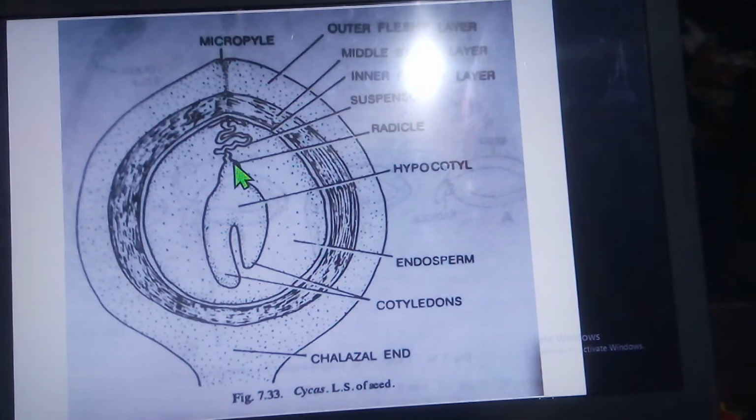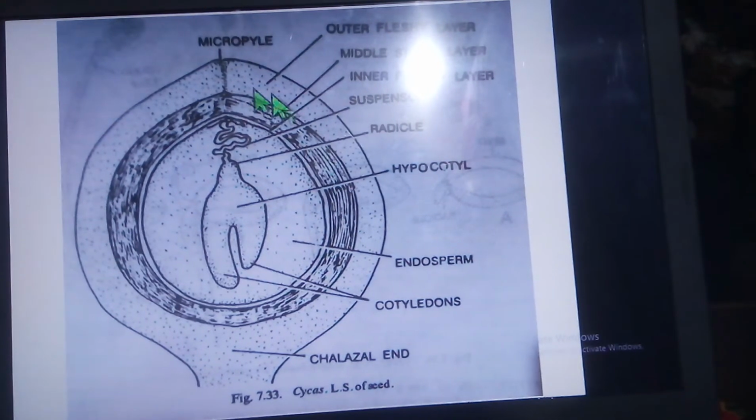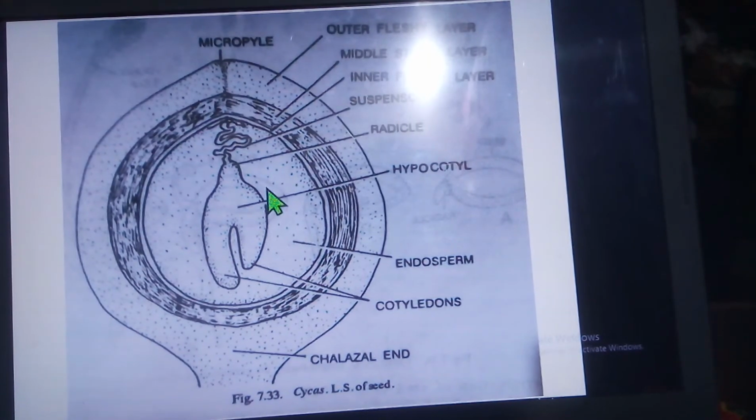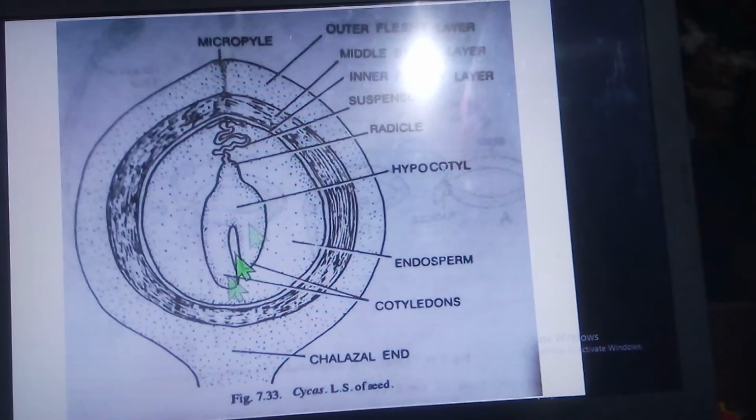Now soon the radicle is also differentiated in the embryo from below the hypocotyl. You can see here the cotyledons, below the cotyledon is the hypocotyl, and a radicle is also differentiated from below the hypocotyl. Now this embryo remains enclosed within a hard covering called a coleorhiza. The coleorhiza is like a sheath which protects the root of a germinating embryo.